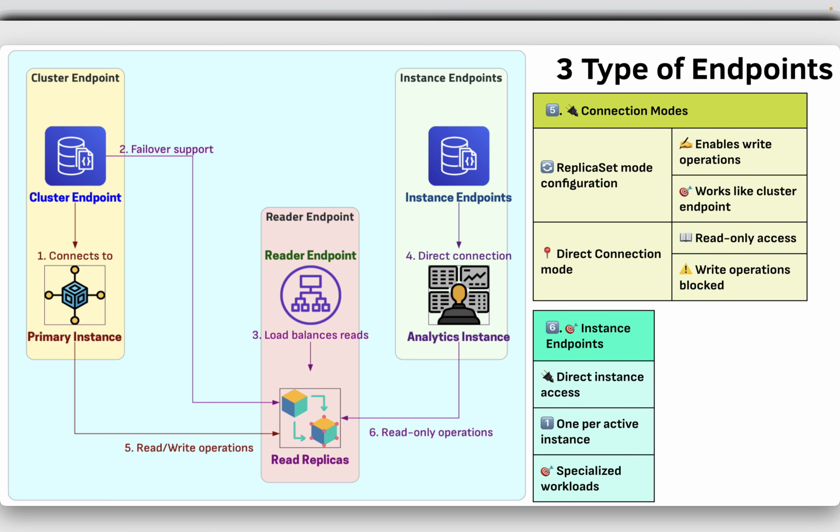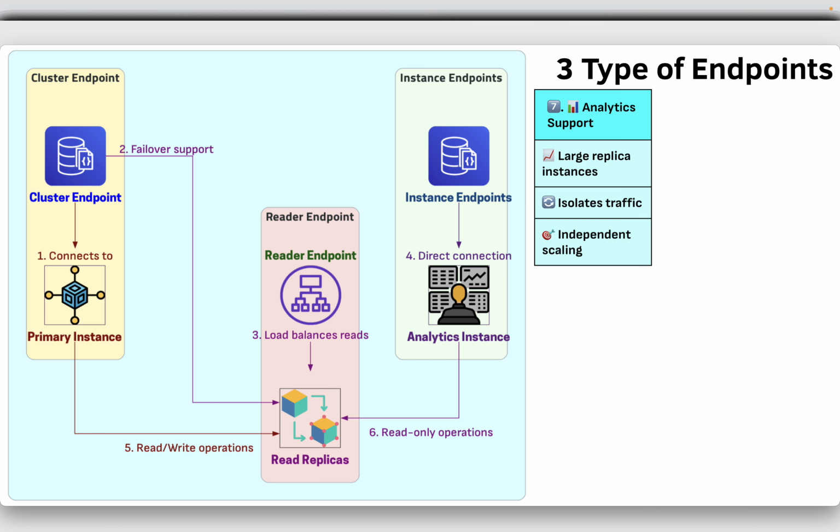Instance endpoints offer direct access to specific database instances, with one endpoint per active instance in the cluster, providing granular control over database connections. Analytics workloads benefit particularly from the instance endpoints, which allow direct connections to specially provisioned larger replica instances while keeping analytics traffic isolated from regular cluster operations.